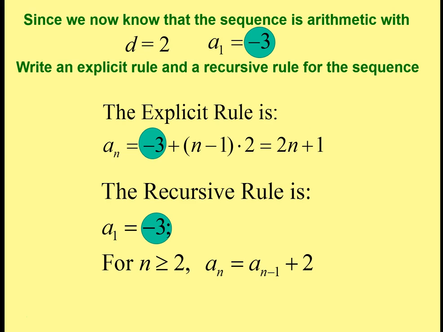Okay, so notice here where the first term shows up in the explicit rule and where it shows up in the recursive rule. It shows up as a starting term here in the recursive rule. It shows up here as our a sub 1 in our explicit rule. And then where our d shows up is what we're multiplying n minus 1 times, which is 2. Here it's what we're adding to each previous term. And that is the end of your basics for arithmetic sequences.